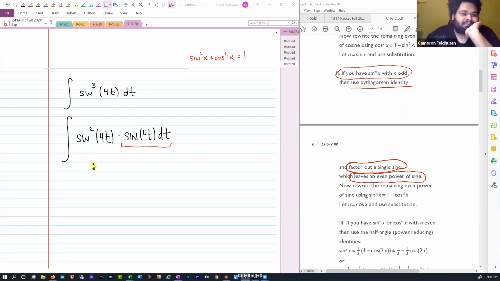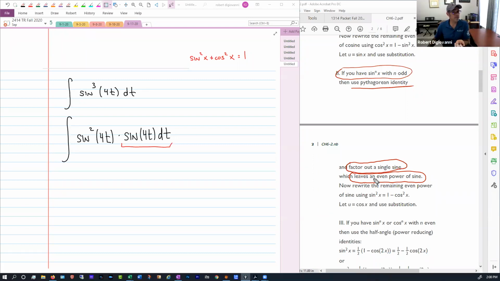Okay. Question. What if you started with like sine to the 5th? Would you pull it out twice? Nope. If you had sine to the 5th, you would pull a sine out and you'd be left with sine to the 4th, which would be even, wouldn't it? Yes. Okay. So that's where we are in these steps. Factor out a single sine, which leaves us with an even power of sine.